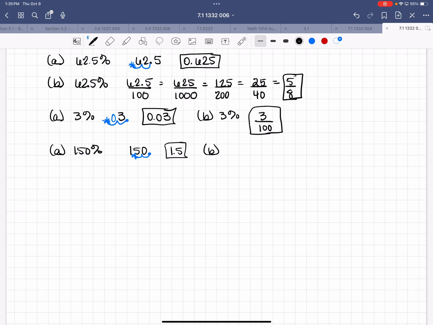Then on B, if I take 150%, guys, it's over 100%, so the solution that you get will be over 1. Okay, this is really 150 over 100. Well, I know 10 goes into both of those because it ends in 0. If I divide 10 into 150, that gives me 15. 10 into 100 is 10. 5 will go into both 15 and 10. That will give me 3 over 2. Okay? And that is example 1.